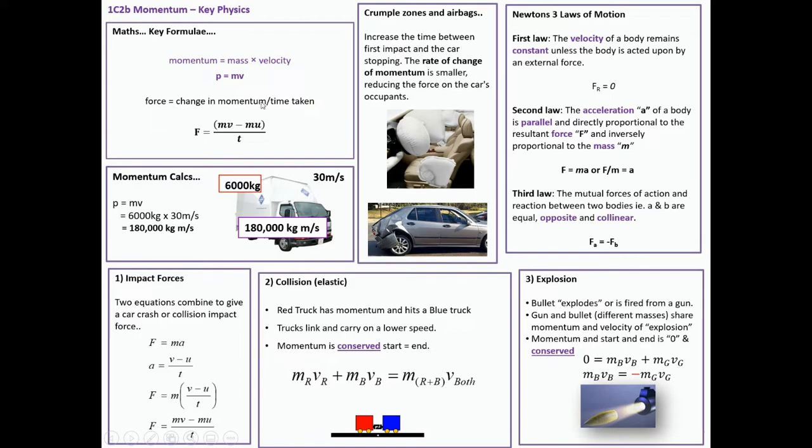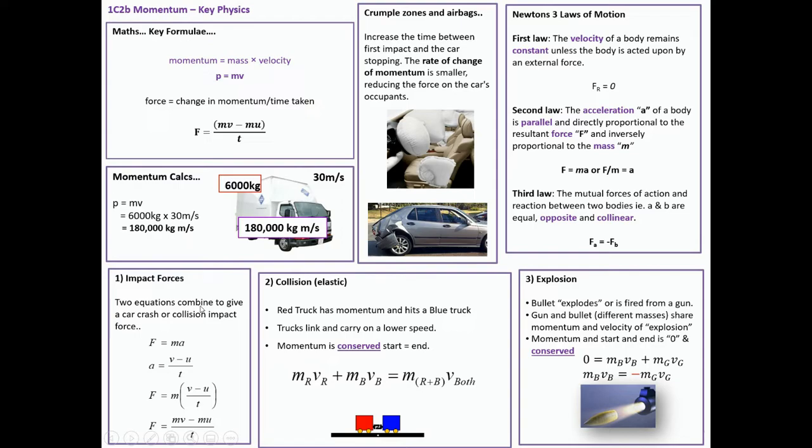Force would be the change in momentum over the time taken. Well, that's mv, so v would be your final velocity take initial velocity, divided by time. Sometimes that formula simplifies. So if I've got mv and the final velocity is 0, we just have F is minus mu over t, which makes it quite a lot easier. Calculations you need to be able to do: p is mv, so the mass of an object times its velocity gives you momentum in kilograms meters per second.